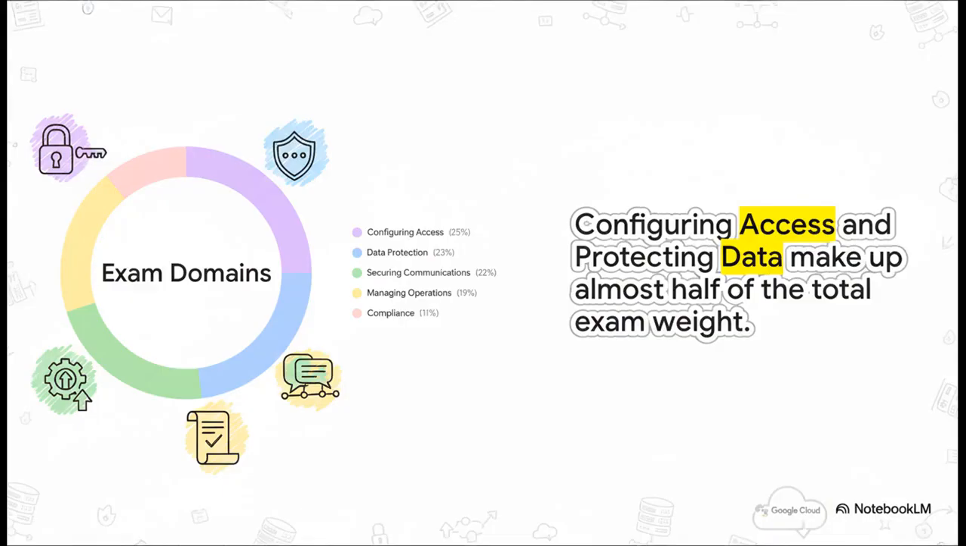Okay, to master the role, you've got to master the domains. The whole exam is basically broken down into these 5 core pillars. And just look at the weights here. They're pretty significant across the board. I mean, configuring access and data protection together, that's almost half the exam right there. This chart is basically our roadmap for this whole explainer. It's Google telling us, hey, this is what you really need to know.